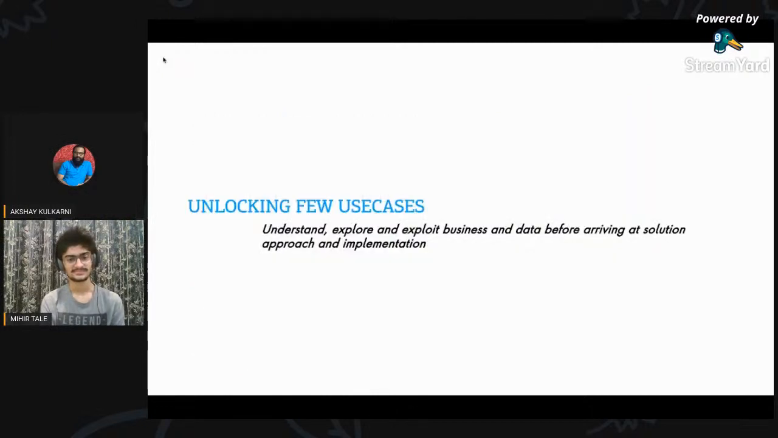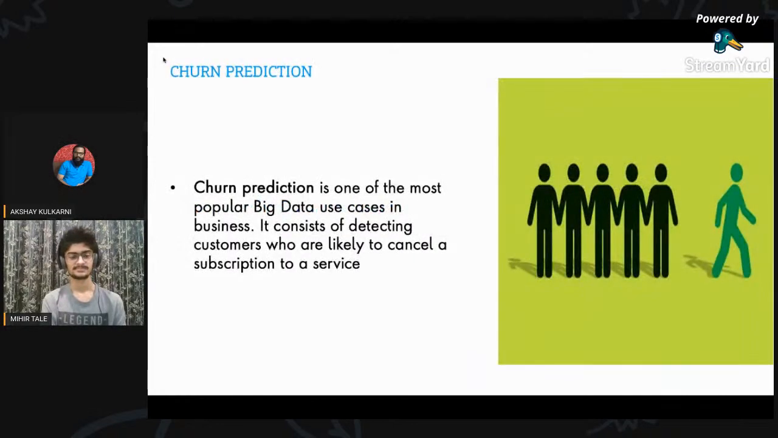That's the next part. So I'll try to unlock a few of the use cases pertaining to this problem. Maybe we'll try to understand, explore, and exploit business and data. So that's important. Sit with the business, talk to them, understand the process, understand what data they have, and then arrive at a solution approach, and then probably you can implement it.